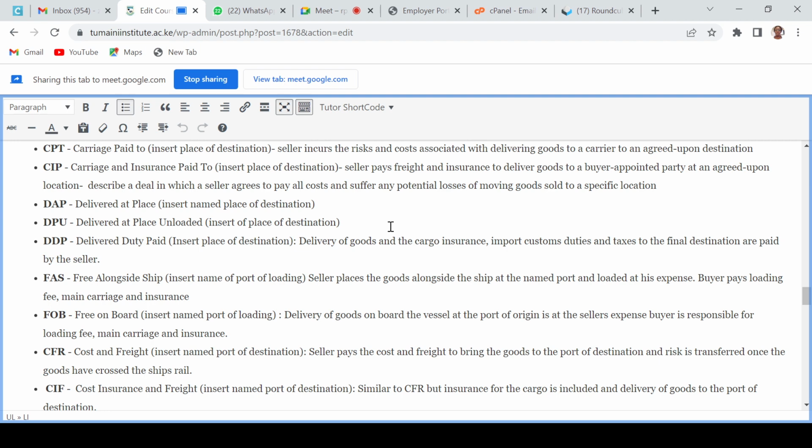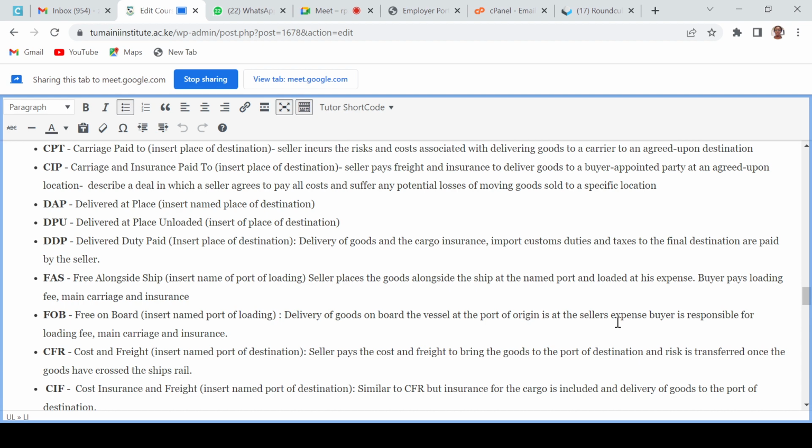Then we have DDP, delivered duty paid. So una insert place of destination. DDP Mombasa, DDP Dar es Salaam. So delivery of goods and the cargo insurance, import custom duties and taxes to the final destination are paid by the seller. So ukipata hiyo mzigo unaenda tu kupick, ishafanywa kila kitu. So hiyo nayo lazima all those costs had been inserted in the invoice.